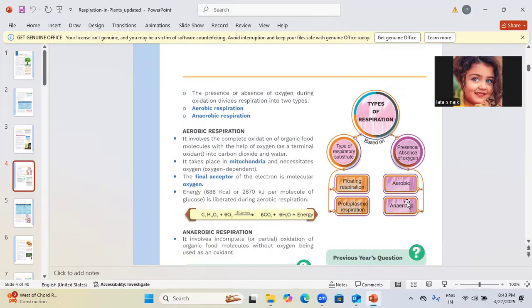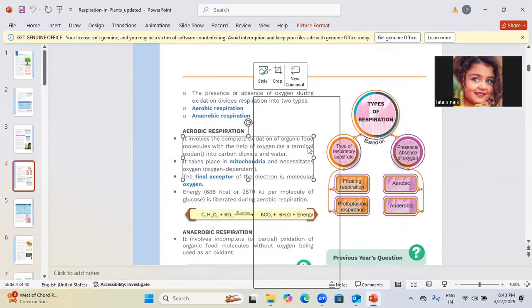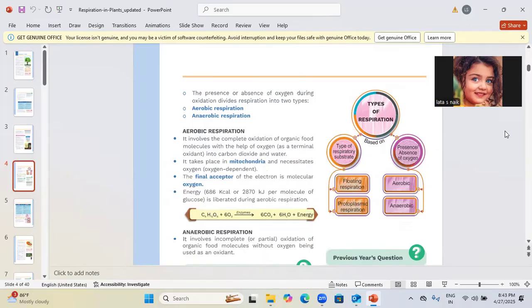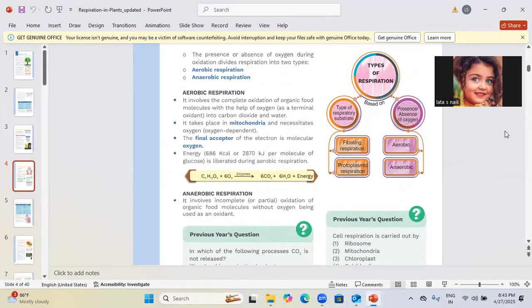Now the types you can see here in the diagrammatic representation, how the type of respiratory substrate and presence of oxygen segregate them into 4 different types. So aerobic respiration involves complete oxidation of organic food molecules with the help of oxygen as a terminal oxidant into carbon dioxide and water. It takes place in mitochondria and necessitates oxygen, so it is an oxygen dependent respiration. The final acceptor of the electron is molecular oxygen.